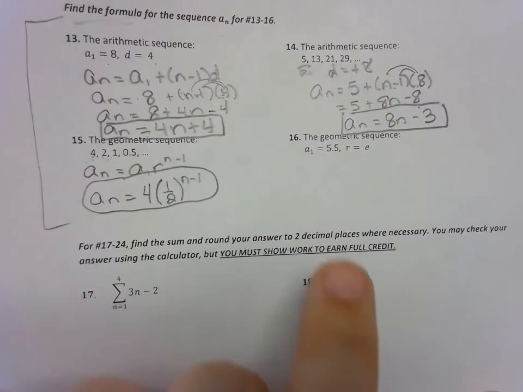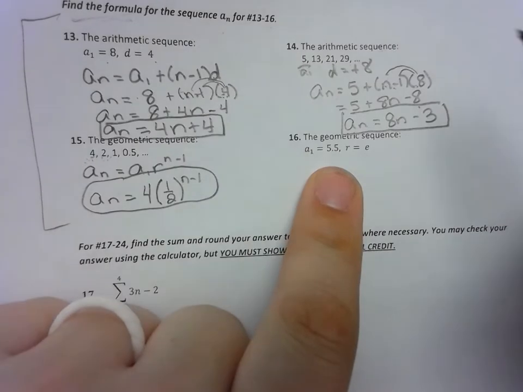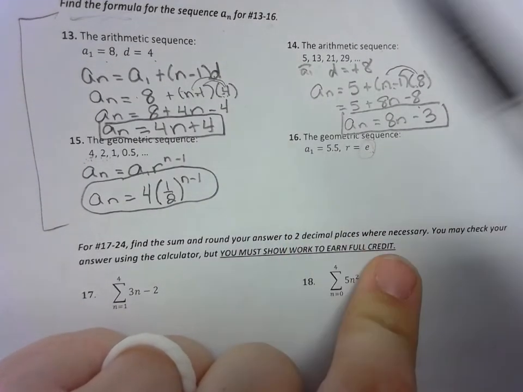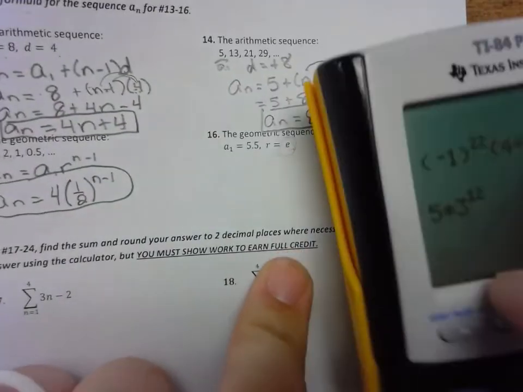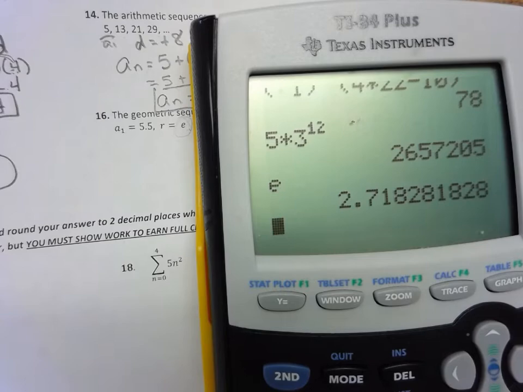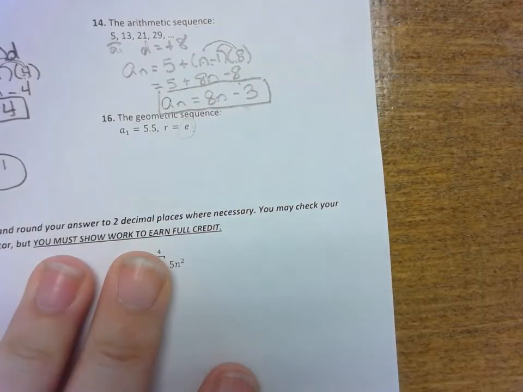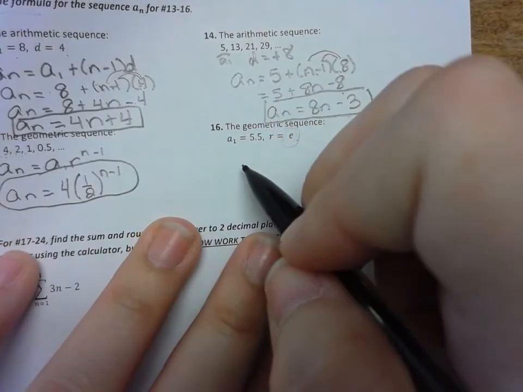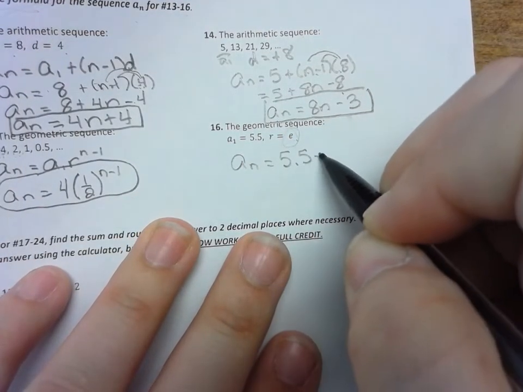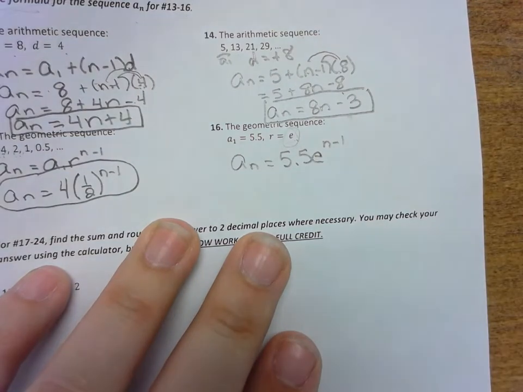Geometric sequence, I make everything easy for you here, but a lot of you have been freaking out about this e. Okay, remember, e is just a number. If you need to remember what that number is, you can do second division symbol, and it tells you the decimal approximation for e, the natural number. So we're just going to plug this into the formula. A sub n is equal to 5.5 e to the n minus 1. That's it. Don't freak out about it.